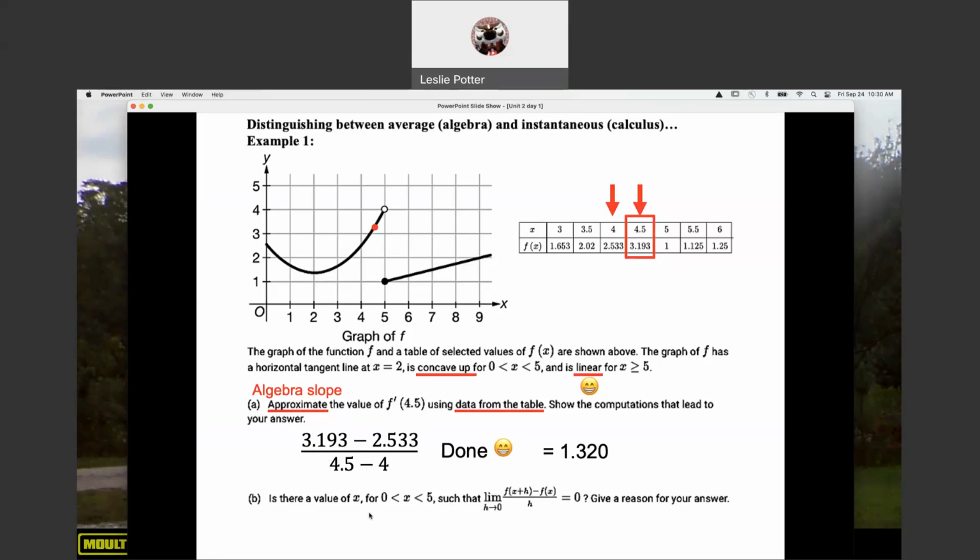Is there a value from 0 in the domain from 0 to 5 such that the limit as h approaches 0 of f of x plus h over h equals 0? That's our limit method, right? But they don't want you to do the limit method. When they start throwing this stuff into questions, they want you to take a look at this whole expression, and instead of thinking of it as the limit, they want you to look at that and think derivative or slope of the tangent line. Okay, that's what they want you to think.